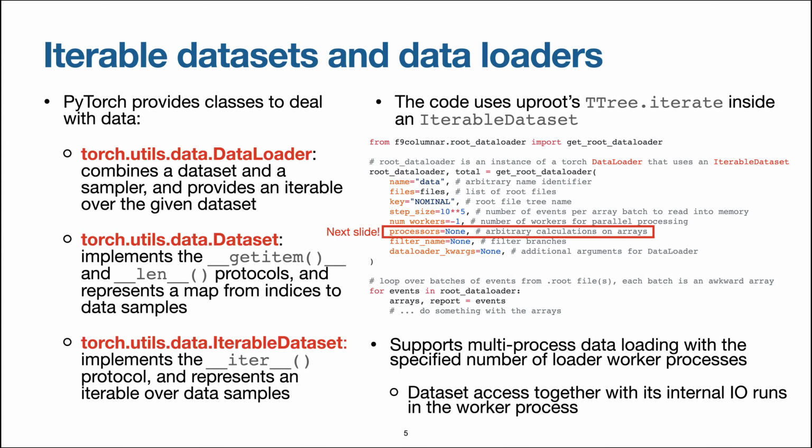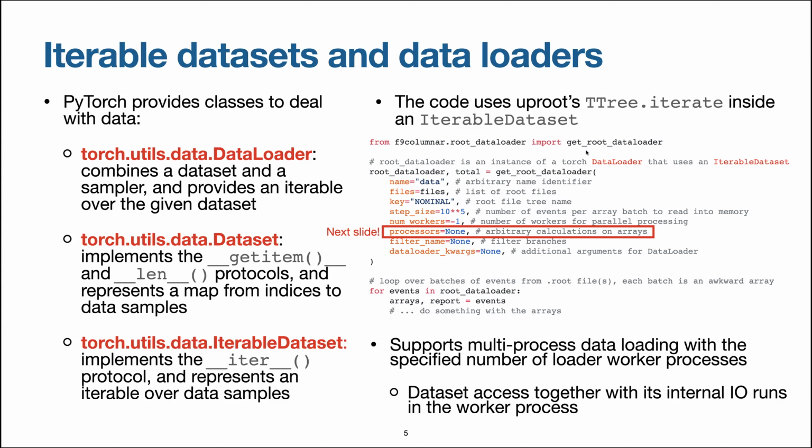The second one is the IterableDataset that I used, and this one implements the __iter__ protocol and represents an iterable over data samples. With this IterableDataset, in advance we don't know how long the dataset is, so we just read it in an online fashion and then do something with it. So I use this, and basically what I did is that I put uproot's iterate inside an IterableDataset, and this gives us a nice data loader that yields events from root files.